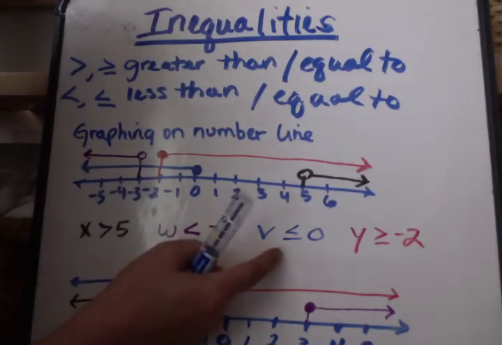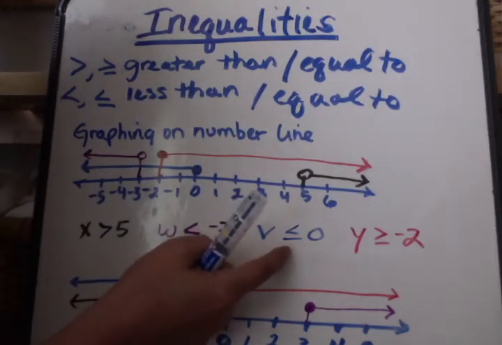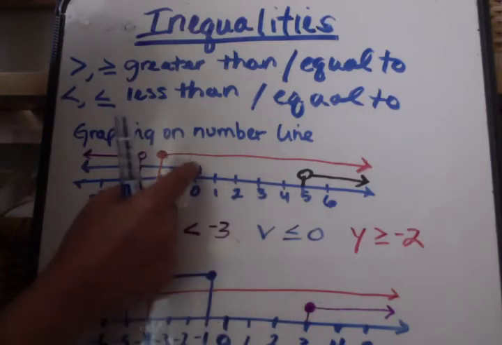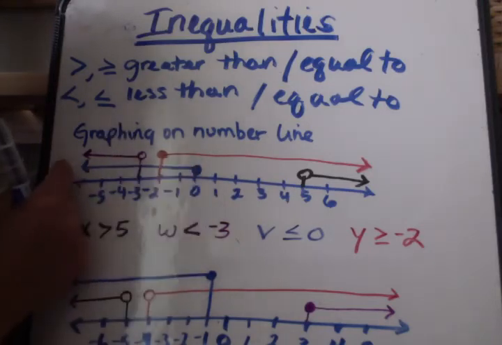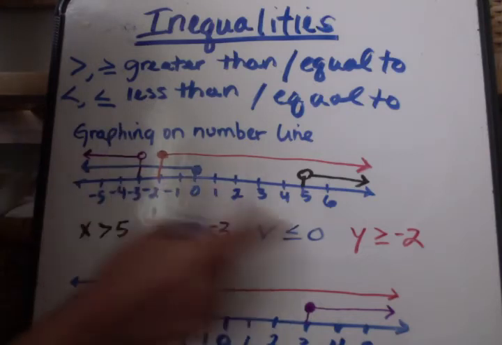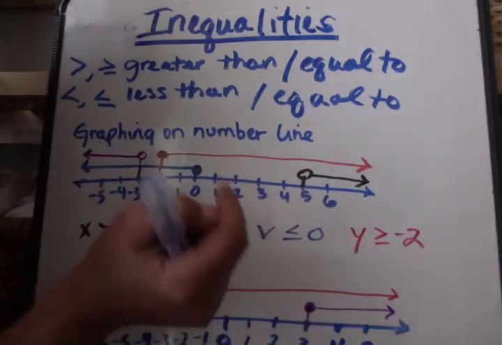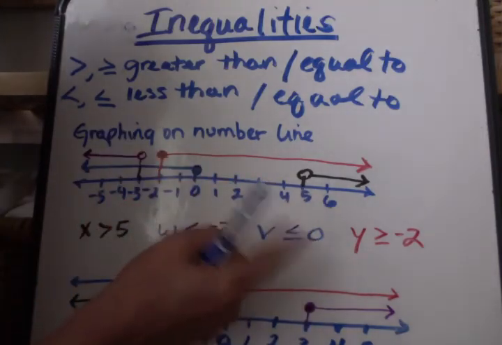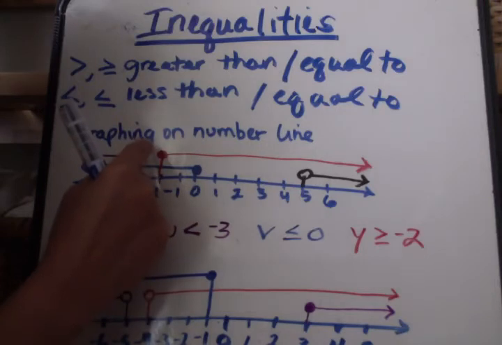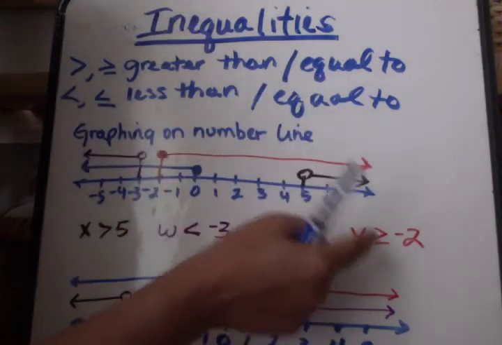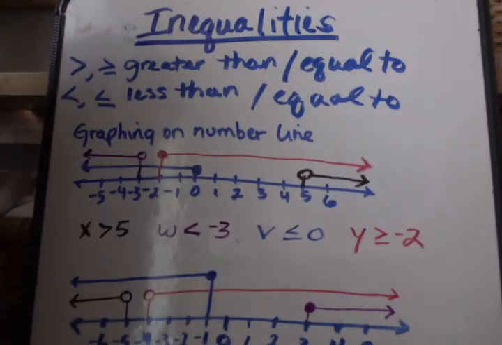V is less than or equal to 0. So here's the first closed circle. It's a closed circle because we have the equal sign at 0, and anything less than 0, so we would go everything to the left. And then finally, Y is greater than or equal to -2. At -2 we have a closed circle because we have the equal sign. Y is greater than -2, so it's everything to the right of -2.